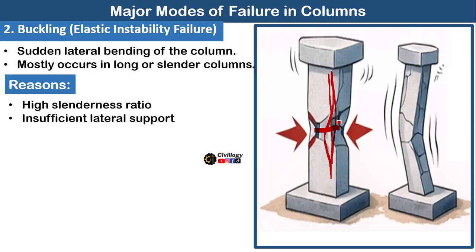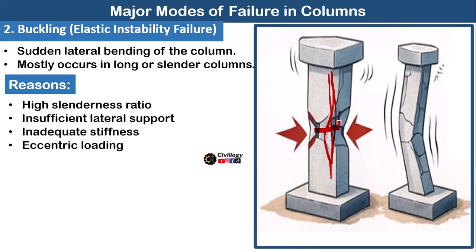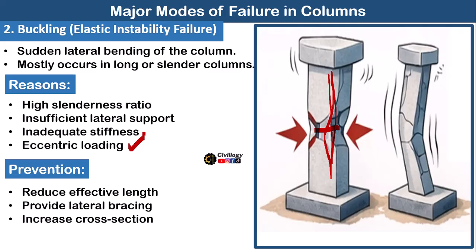Okay, and insufficient lateral support in the form of ties. If you decrease the spacing between ties, this failure could be avoided. Okay, inadequate stiffness and eccentric loading. I have already discussed that eccentric loading is one of the main causes of these failures. Okay, and prevention. What are the preventions? Reduce effective length, provide lateral bracing, increase cross section, and proper alignment during construction.